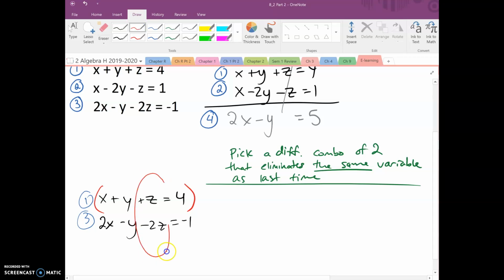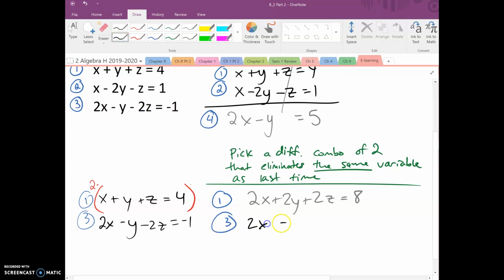So if I want to eliminate the z's, what do I want to multiply the top equation by? Positive 2, because I want positive 2z and negative 2z to cancel out. So everything is being multiplied by 2 on both sides of this equation. So this is going to become 2x plus 2y plus 2z equals 8. That's my new equation number 1. And my equation number 3 remains as it was, 2x minus y minus 2z. Okay, now it's time to eliminate.